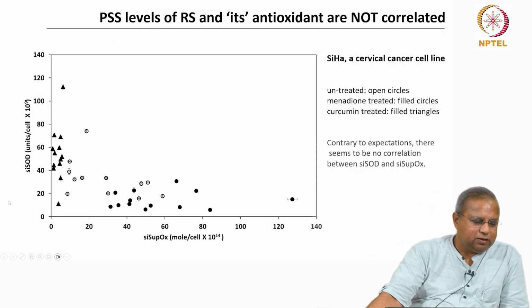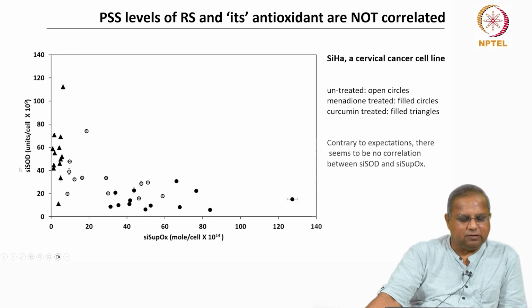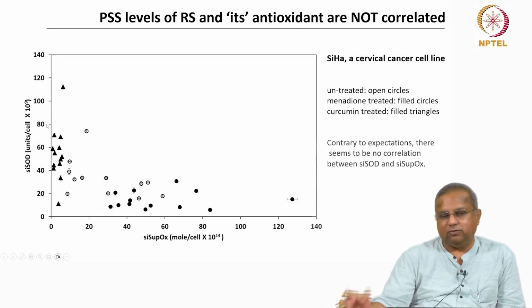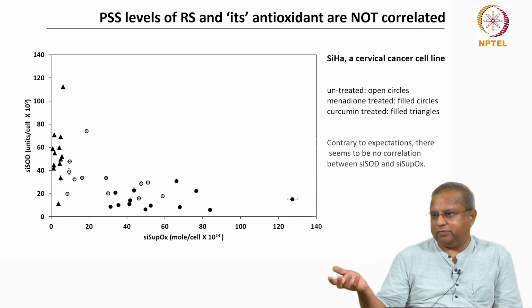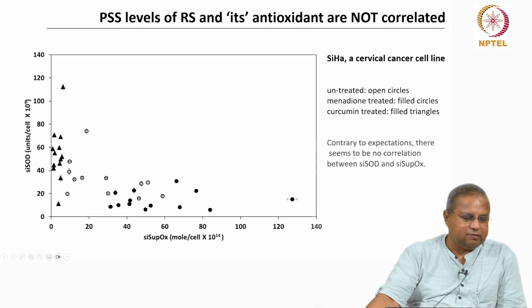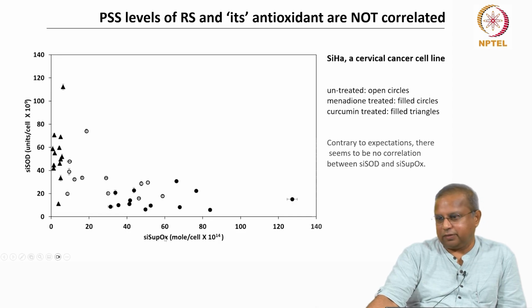What you have on the y-axis here is specific intercellular SOD level, which is superoxide dismutase level. This is activity. Okay. So, it is not enzyme which is not active, it is not a total protein amount, it is an active enzyme amount, versus specific intercellular superoxide level. Okay. Moles per cell, you need to multiply these values by 10 power minus 14, right.